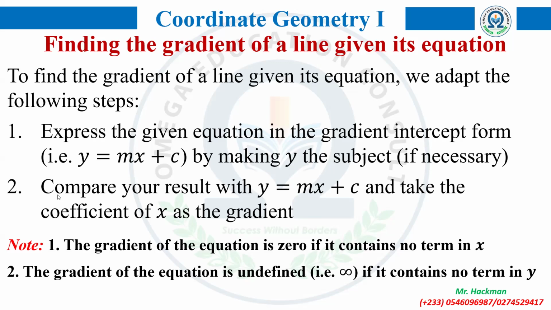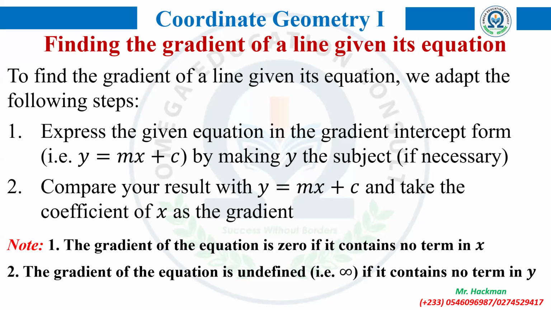And step 2, what do we do? We compare your result from step 1, after making y the subject in the given equation. Meaning after writing it in the gradient intercept form, you compare it with the gradient intercept form formula, and take the coefficient of x as the gradient. So compare and take the coefficient of x as the gradient. As simple as that.